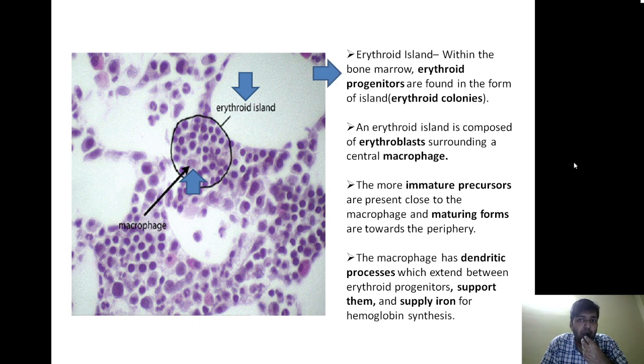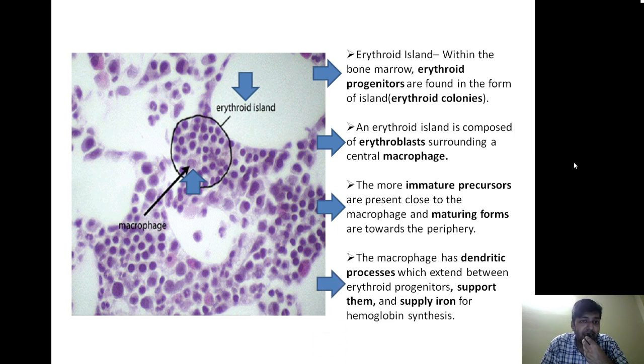Okay, so first of all, what is an erythroid island? Within the bone marrow, the erythroid progenitors are found in the form of islands, which are called colonies. An erythroid island is composed of erythroblasts surrounding a central macrophage. The more immature precursors of the erythroid series are present closer to the macrophage, and the maturing forms are towards the periphery of this island.